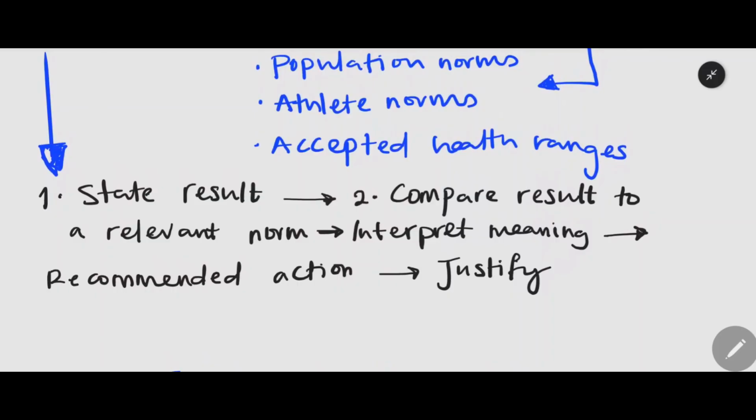You would obviously state the result, the specific result that you got. And then we've compared that result to normative data to come up with the conclusion that the client has an elevated risk. And then the interpretation for that is that the program should prioritize moderate intensity aerobic workouts. We've compared the result to a relevant norm, and that has given us the interpretation that the client's blood pressure shows an elevated risk. So the recommended action is what?